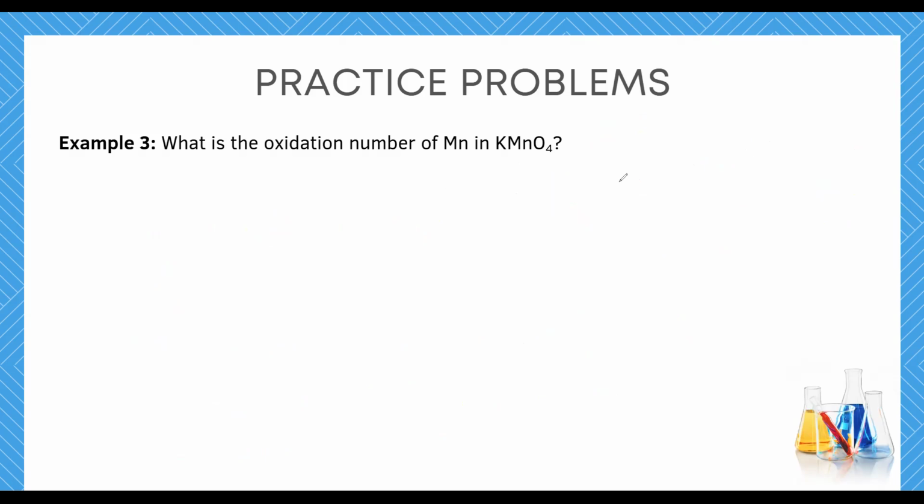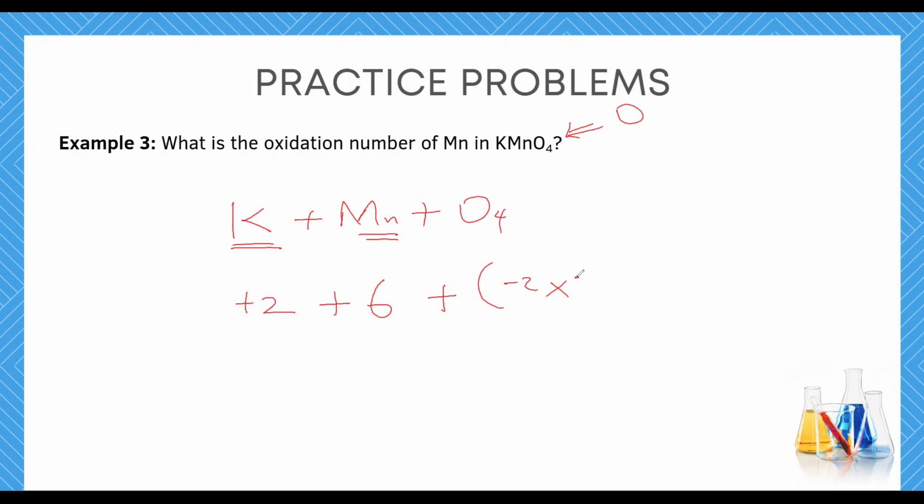Now let's check if we are correct. If we add up the oxidation numbers of all the compounds together, we should end up with 0. Let's see if we're correct. So we have K plus Mn plus O4. The oxidation number of K, which is potassium, by the way, is plus 2. Plus manganese, I beg your pardon, is plus 6. Plus oxygen is minus 2 times 4, because we have 4 atoms of oxygen.